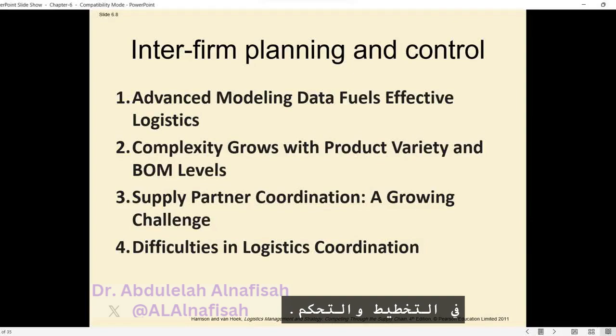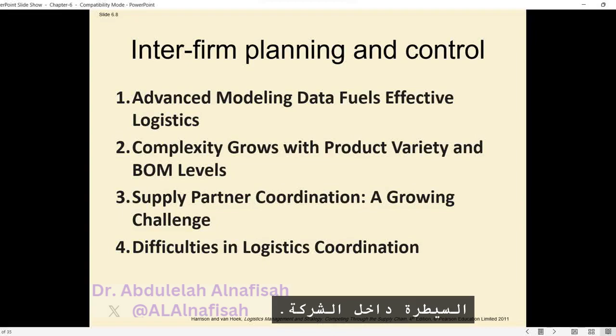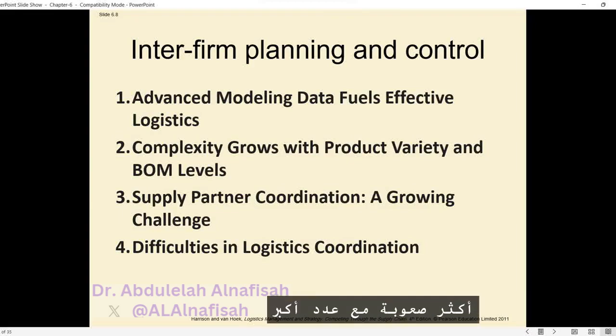Inter-firm planning and control. This slide highlights the importance of advanced modeling data for effective logistics planning and control within a company. Precision in both planning and execution is crucial, and the complexity of the task escalates with increased product variety, more component parts, and additional levels in the bill of materials (BOM). Coordinating logistics among supply partners becomes even more challenging with a greater number of involved processes.